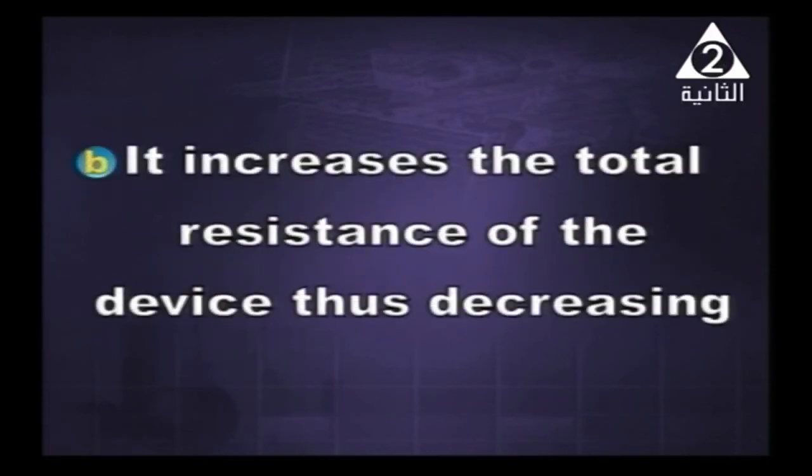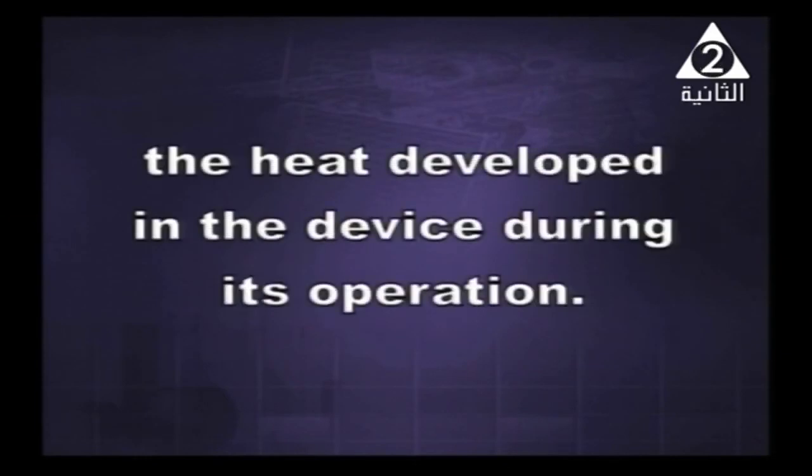It increases the total resistance of the device, and in this way, because the voltmeter is connected in parallel, when its resistance is increased, the amount of heat developed in it will be decreased. So it increases the total resistance of the device, thus decreasing the heat developed in the device during its operation.